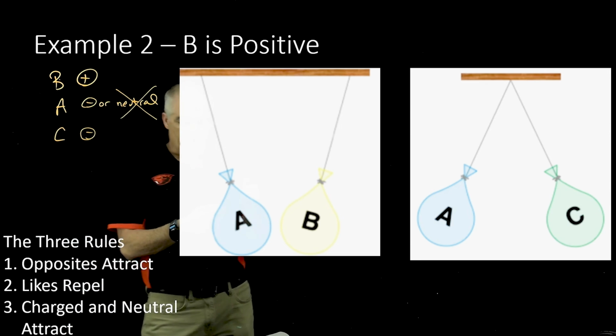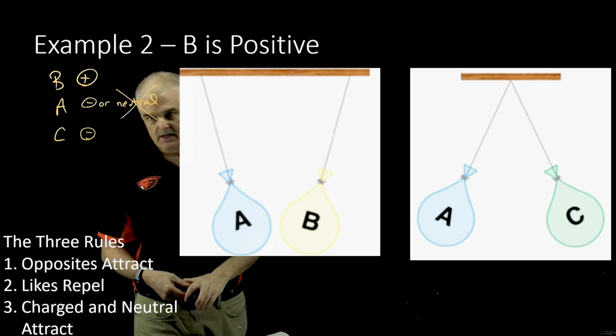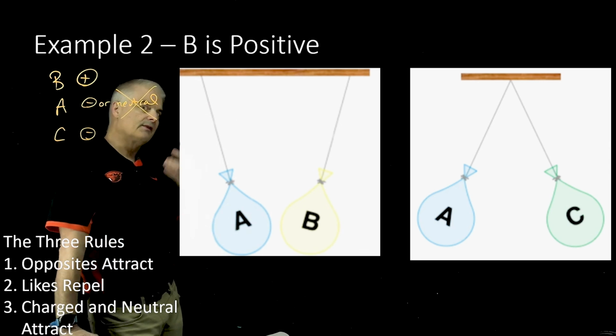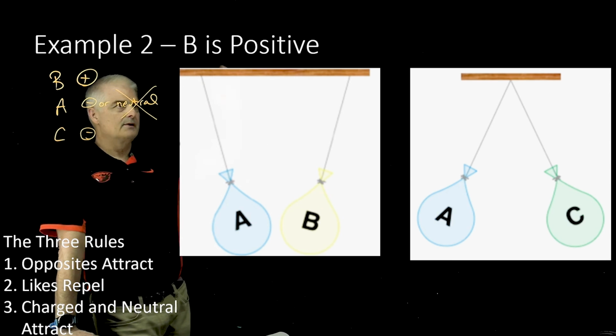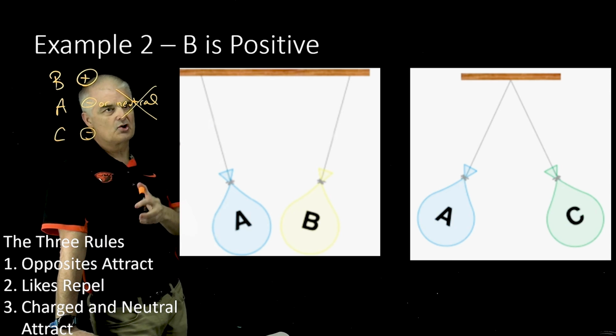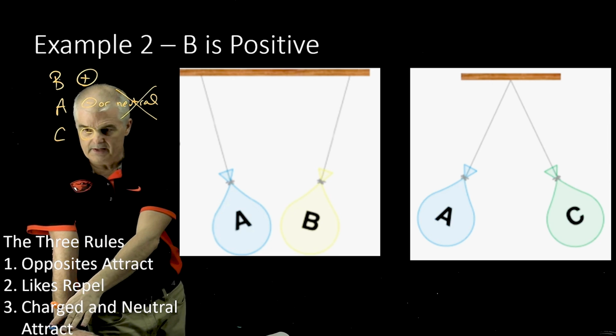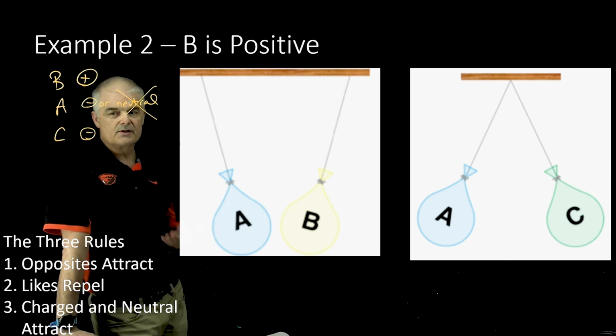So these are like thought questions, and you're going to get several of these in your work and your homework, and you have to think them through by looking at a series of pictures to say what charges they have. But the mistake everyone makes is rule 3, charged and neutral attract.